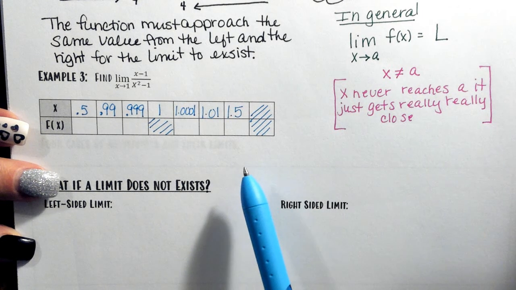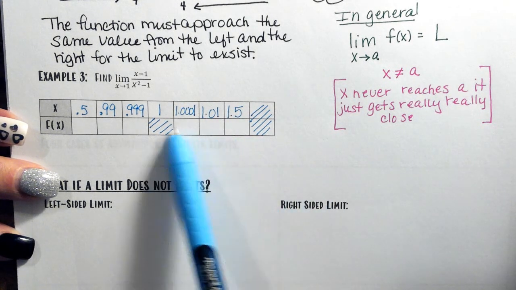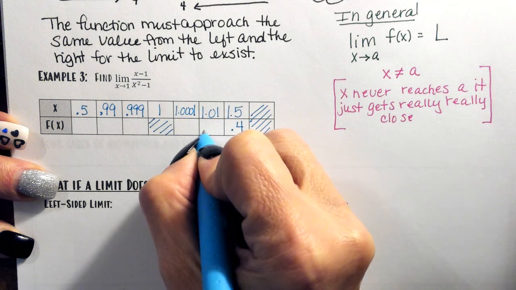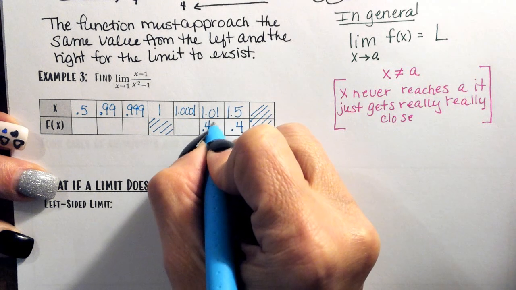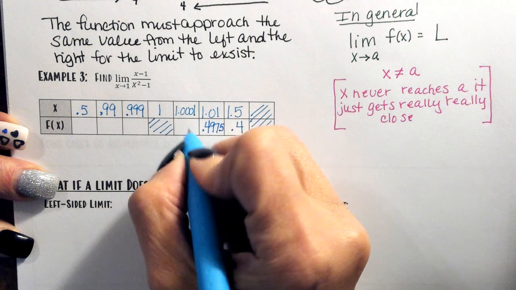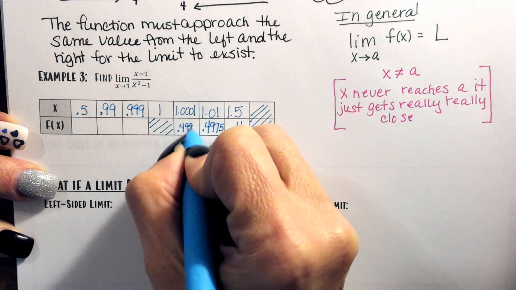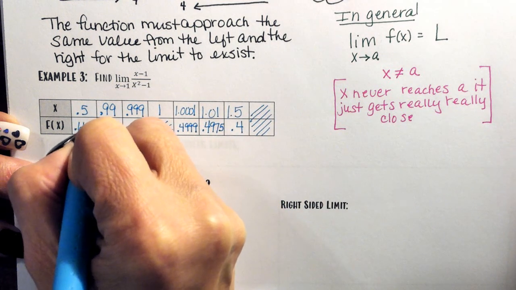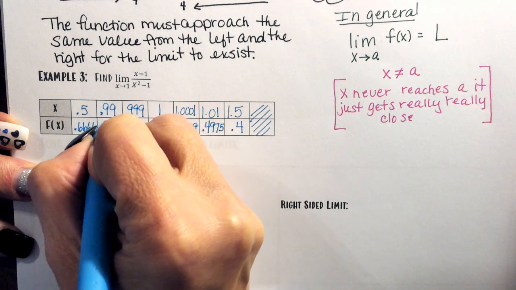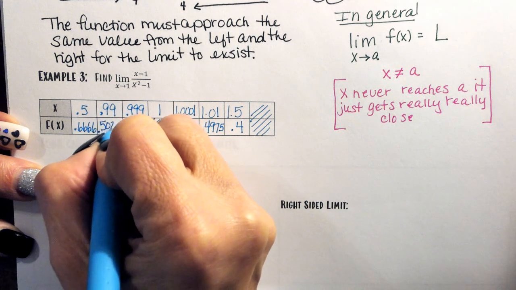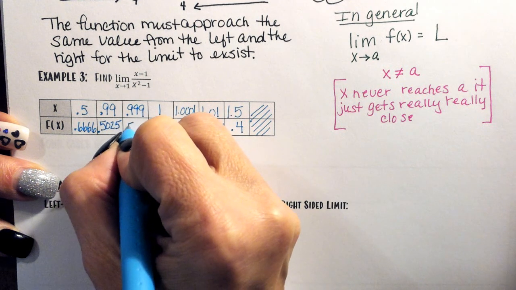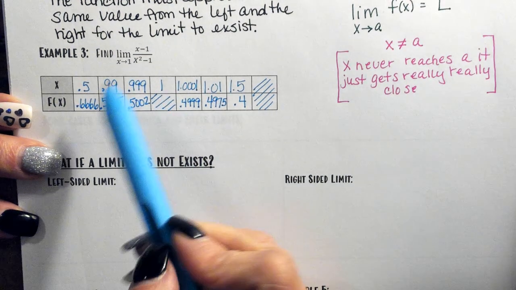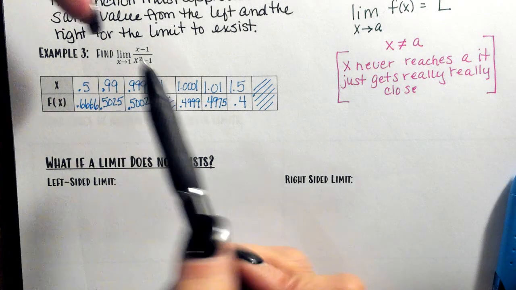Now, I've already done these in my calculator. So for the sake of time, I'm going to go ahead and give you these values that I got. For 1.5, I got 0.4. Then I got 0.4975. Then I got 0.4999. On the other side, starting outside, I got 0.6666, and then I got 0.5025, and then I got 0.5002. Okay, so the limit as x approaches 1, we know it can't equal 1 because when it equals 1, we get 0 over 0.